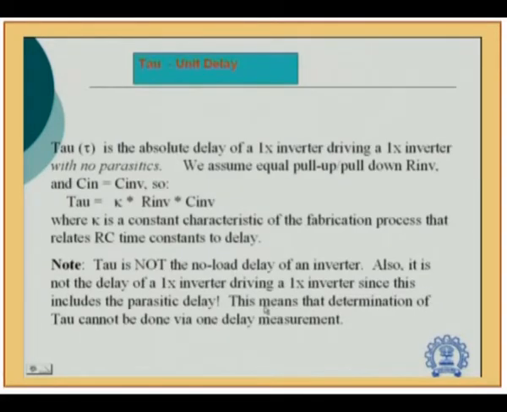I can calculate the absolute delay as R inverter into C inverter. C in is C inverter. We assume equal pull up pull down ratio. Pull down R inverter and C in is C inverter. So tau essentially is some constant which is fabrication limited, and R in RC. This is like 0.69 RC kind of thing. Tau is not the no load delay of the inverter, and please take it, it is not the delay of a 1x inverter driving a 1x inverter. Since this includes the parasitic delay, that did not include parasitics. This means that the determination of tau cannot be done via only one delay measurement.